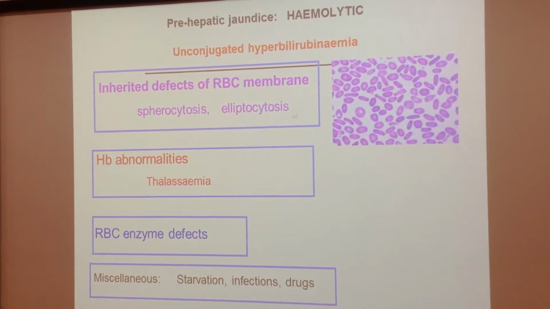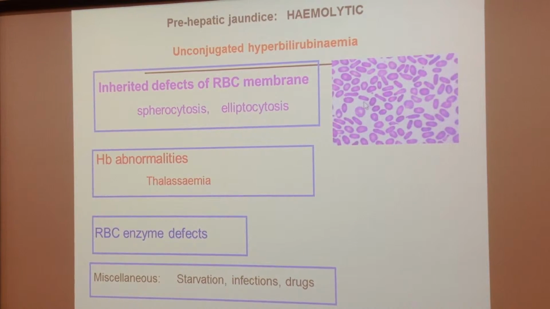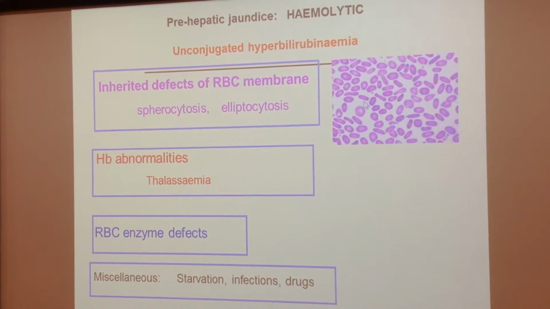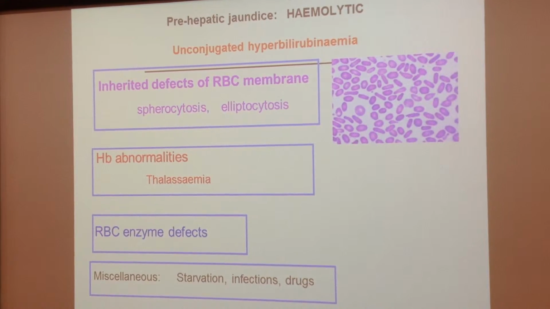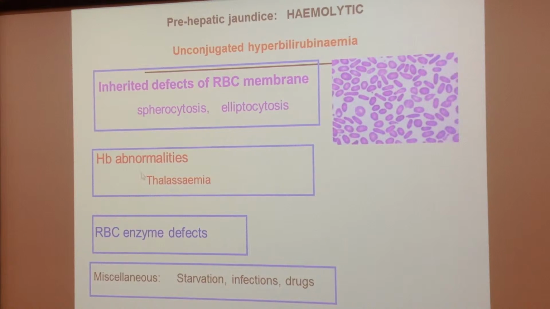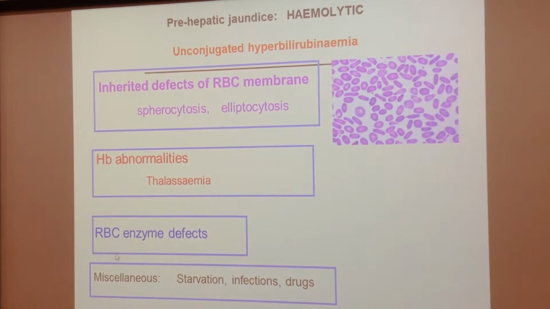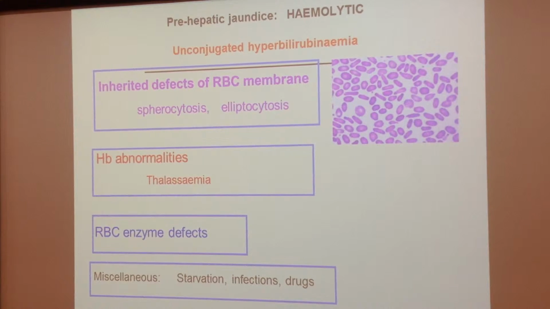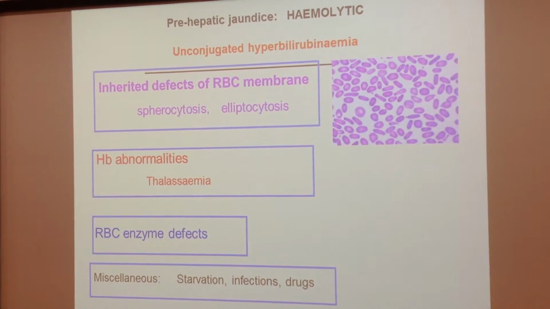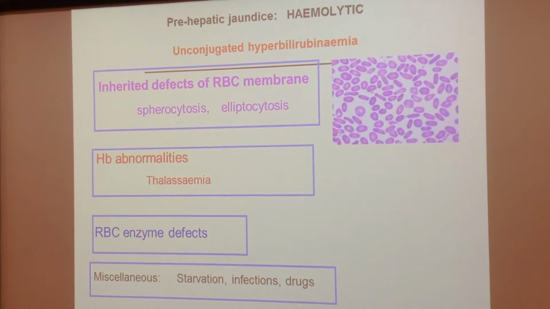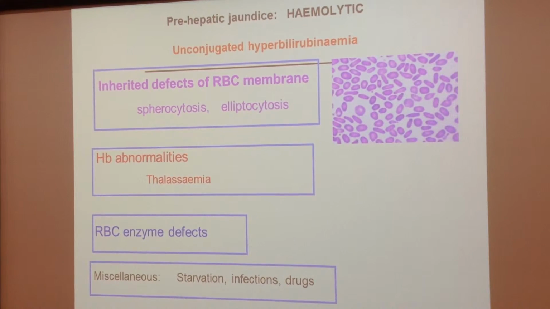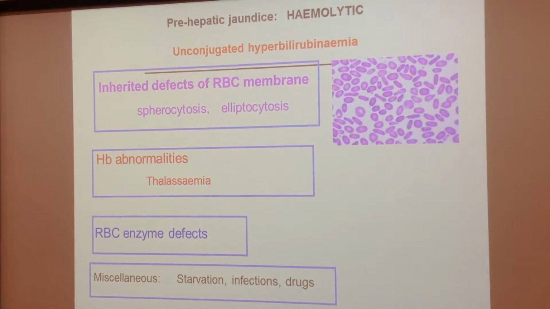Spherocytosis, elliptocytosis, where we get cigar-shaped red blood cells forming due to genetic defects, thalassemia, and glucose-6-phosphate dehydrogenase deficiency, conditions of starvation also, and some drugs also cause hemolysis, red blood cells to break down. They become more fragile. So all these conditions cause the red blood cells to break open.